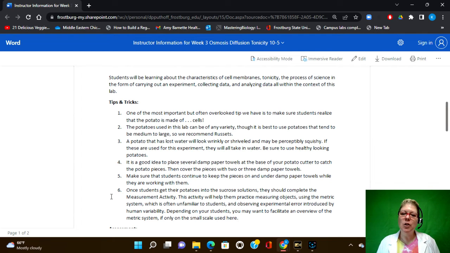Once they get the potatoes in, they're going to be doing a measurement activity, and there will be a little primer on that in this area of the instructor materials later. If you need a little primer on what that means, there will be a short video on how to do that as well. Now, the data this week will be collected, and then they're going to learn how to do graphing next week in another lab, and then they will have that assignment due. So they get sort of 2 weeks to work on this assignment.